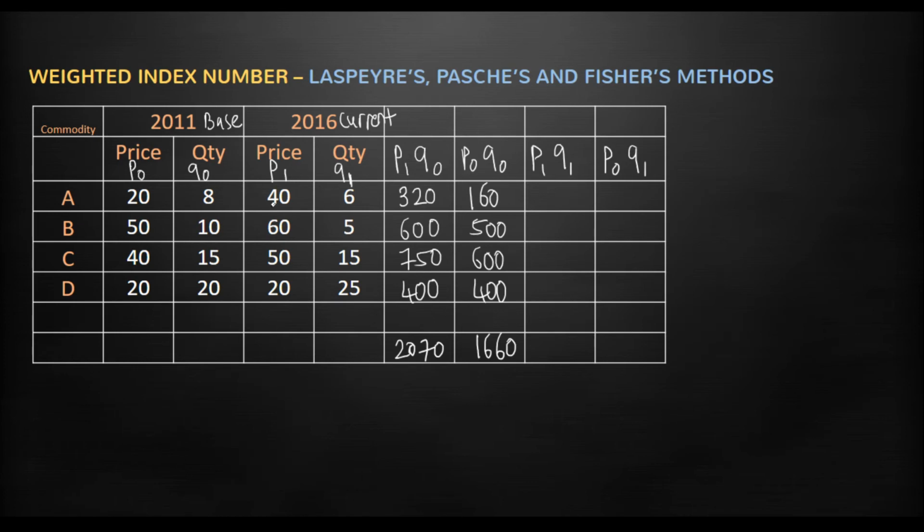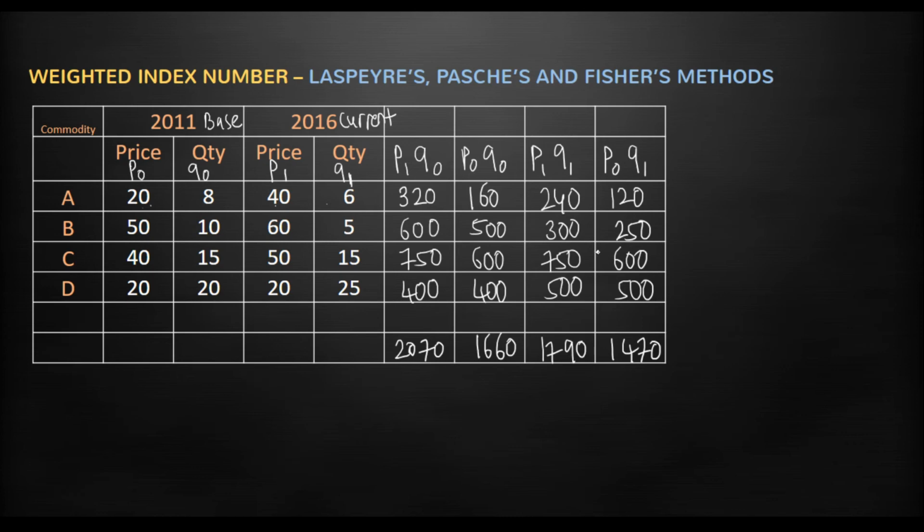Let us do P1 Q1. This is P1 and this is Q1. Multiply them together. That will give me 240, then 300, then 750, and then 500. If we make a total of it, that will be 1790. P0 Q1. This is P0, this is Q1. We have to multiply them. That will give us the first multiplication as 120, and in the same manner 250, 600 and 500. The total of it will be 1470. So this is how we make a table with 4 columns.